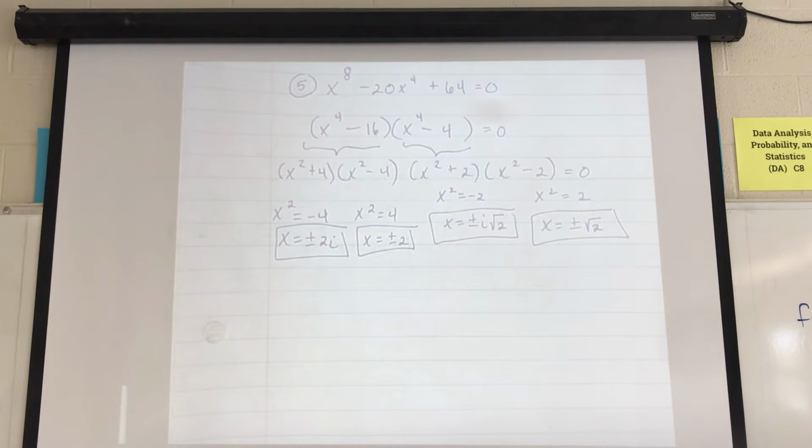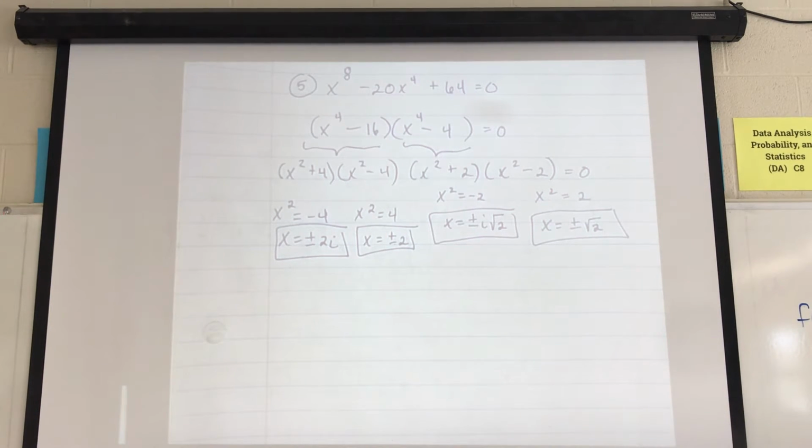Alrighty, we have 8 answers here. Positive 2i, negative 2i, positive 2, negative 2, positive i radical 2, negative i radical 2, positive radical 2, negative radical 2. Alright, the moral of the story is this. Don't set anything equal to 0 until you've got it down to quadratic. 4th degree, don't set it equal to 0. You either have to do some more factoring or something.